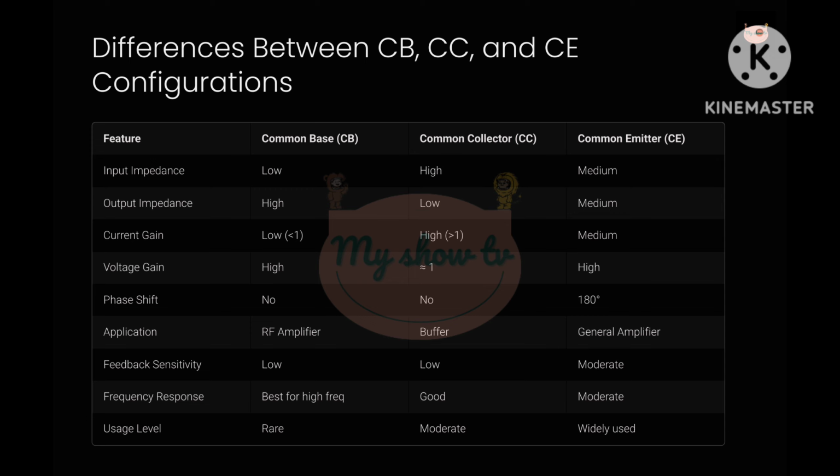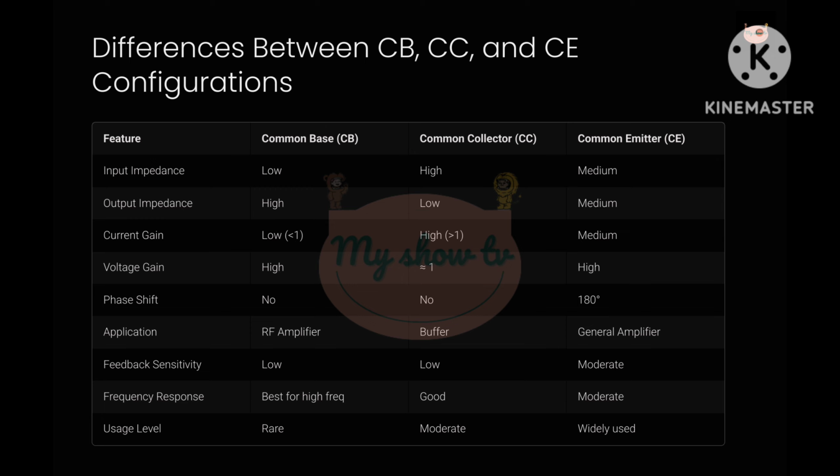3. Current gain. CB, low, less than 1. CC, high, approximately equals beta plus 1. CE, medium, depends on beta. 4. Voltage gain. CB and CE offer voltage gain. CC offers almost unity, 1 times. 5. Phase shift. CB and CC have no phase shift. CE causes 180 degree phase shift. 6. Application. CB, RF circuits. CC, buffering. CE, amplifiers.